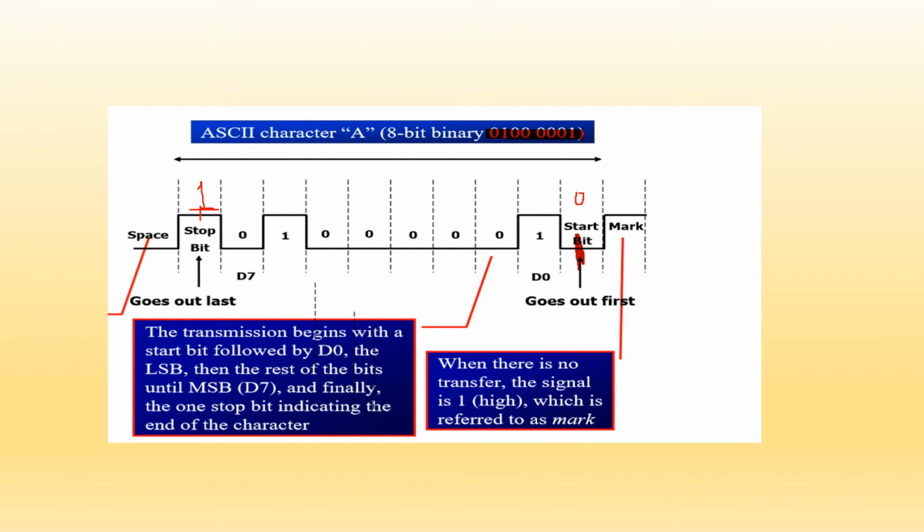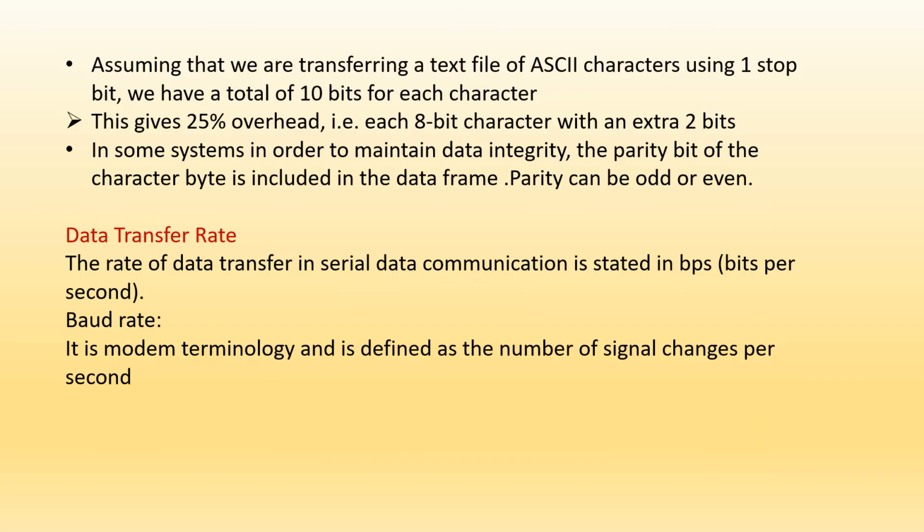Initially, whenever we are not transmitting any data, the signal is high and it is referred to as a mark. Whenever the transmission is over, the signal goes low and it is called the space. So whenever data is not being transmitted, the signal is high, called the mark, and when the data transfer is over, the signal becomes low, called the space. So this is the framing for the ASCII character A, with the start and the stop bit added.